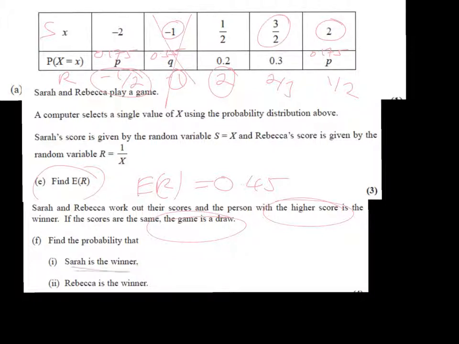So the probability that Sarah is the winner, well, it's going to be 0.3 plus 0.175, which is going to give you 0.475. And similarly, the probability that Rebecca is the winner, well, she's going to win in the first and the third outcome. So you're just going to add together 0.175 and 0.2, and that gives you an answer of 0.375.